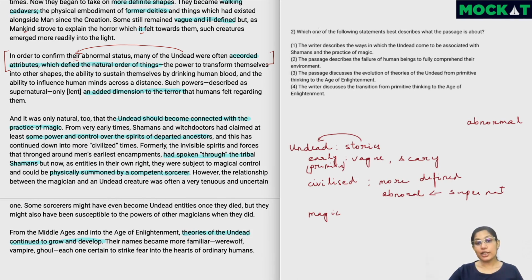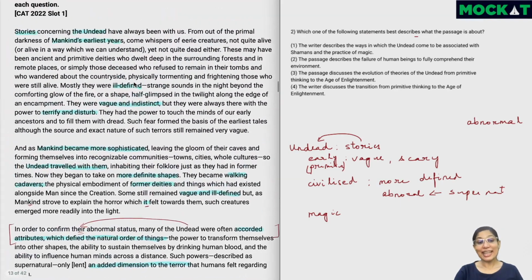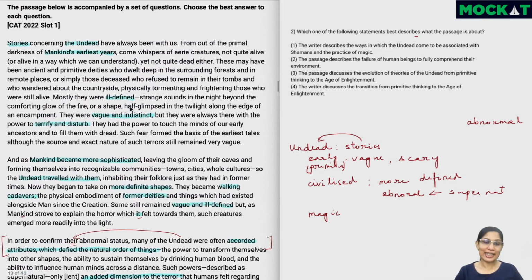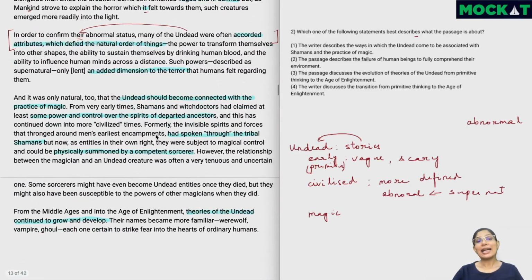And now to answer the second question: which one of the following statements best describes what the passage is about? Let's just look through the entire passage. In the beginning, we were told about the undead in mankind's early times, how they were vague and yet scary, and then they became more well defined. There was also some connection with magic and magicians, and this has been with us throughout, from the ancient primitive times to the Middle Ages to even today's modern age, the Age of Enlightenment.